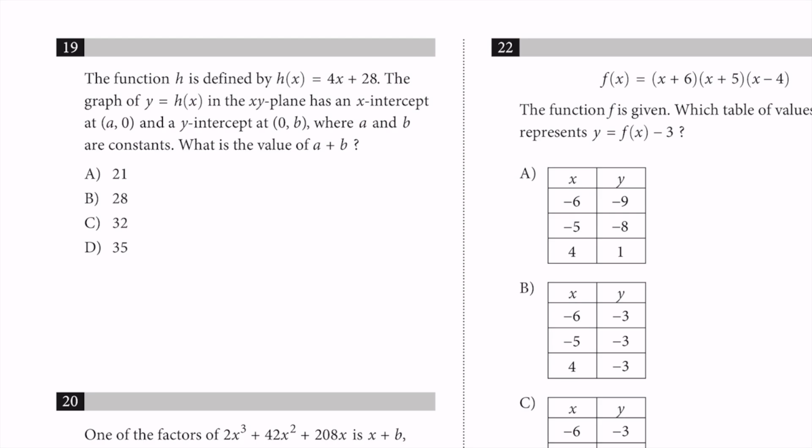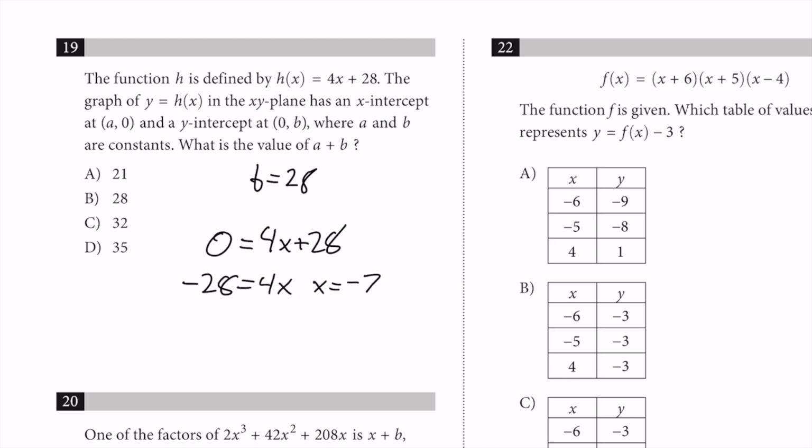All right, so we know what the y-intercept is, right? Because that's just 28. So we know b is equal to 28. Now we need to find the x-intercept. So we're going to solve that by doing 0 equals 4x plus 28. Negative 28 equals 4x. X equals negative 7. So we have negative 7 plus 28 is equal to 21. Answer choice A.